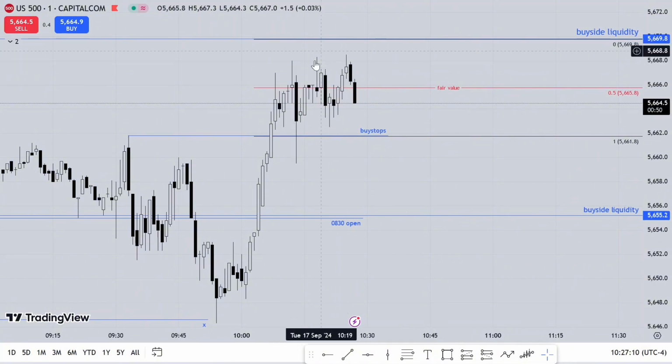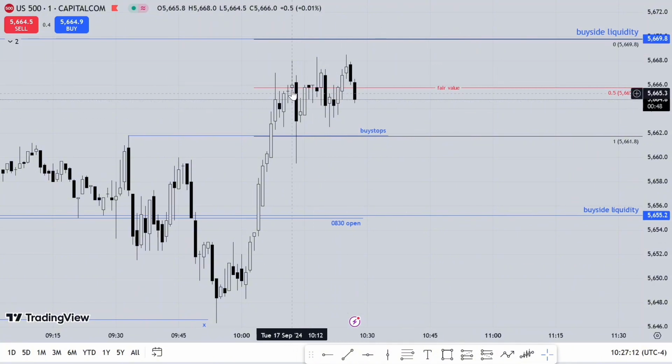So you see, we have price. This is price seeking buy side liquidity. Engineered buy side here took out that buy side. Engineered buy side here took out that buy side. This will be frustrating the uninformed.